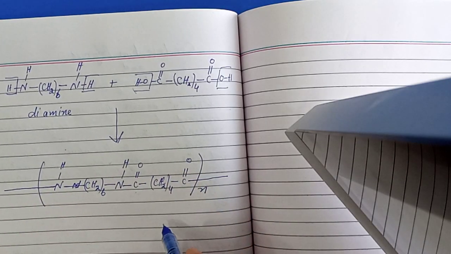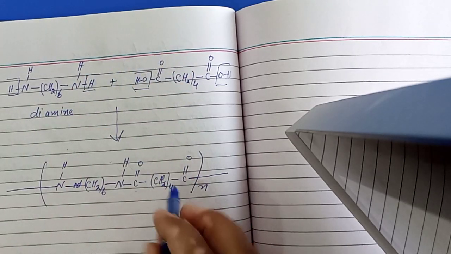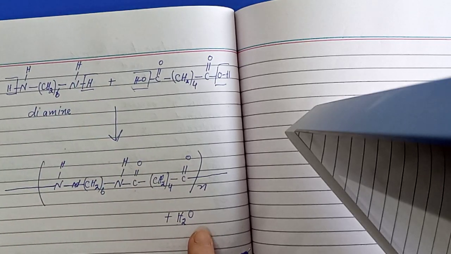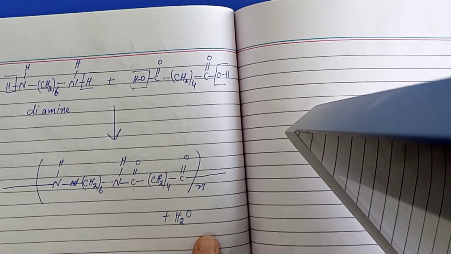So this is the polymer, and this is a condensation polymer, as H and OH will combine to produce water. So we can say there is some loss of mass as well. That's why we can say this is condensation polymerization.